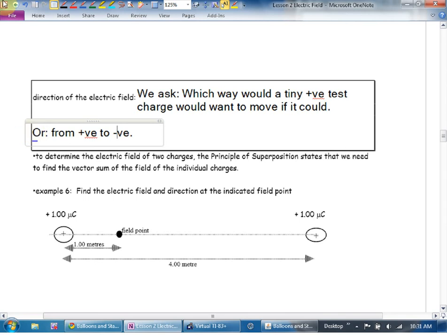How tiny a positive test charge? So tiny that it doesn't have its own electric field. Otherwise, that would change the whole question. It's mythical. You really can't have a test charge that small. But we can mathematically.